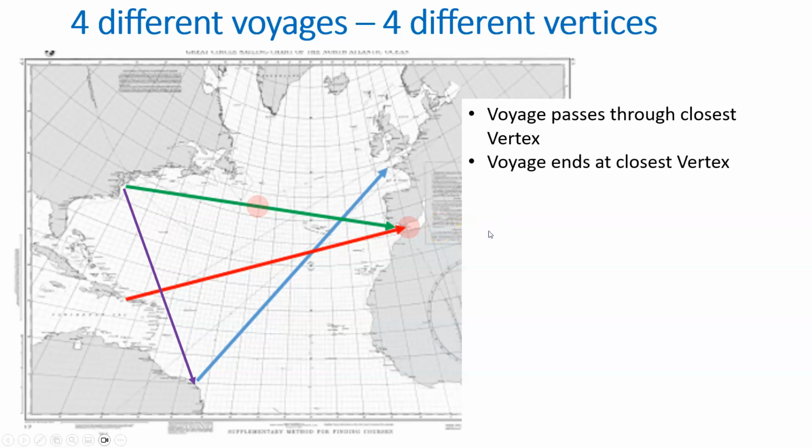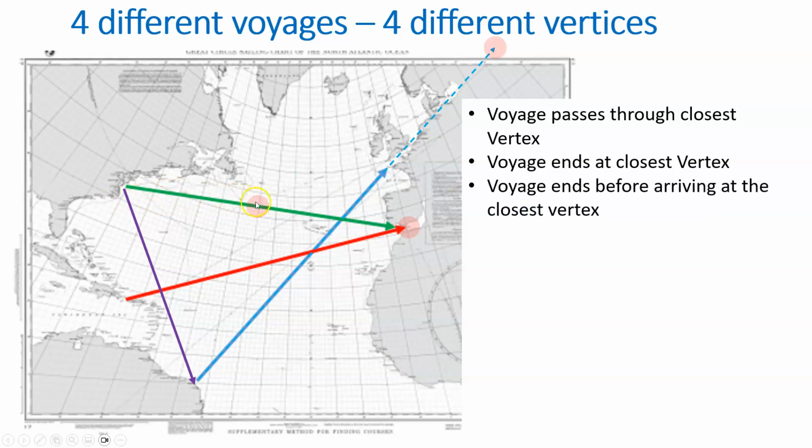Let's look at the blue line next. We're coming off South America, probably around Brazil here, and we're headed up towards Europe. In this voyage, my vertex is actually up here somewhere, and I never get to it. It's always ahead of me. So that's interesting. Somewhere up there.